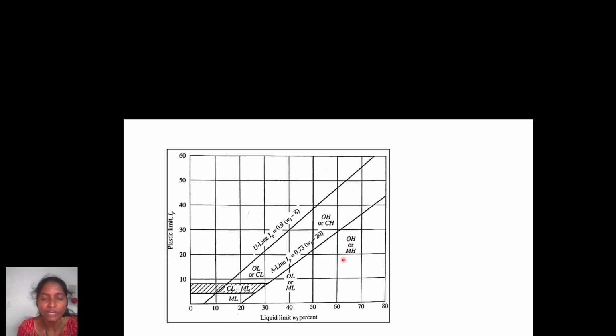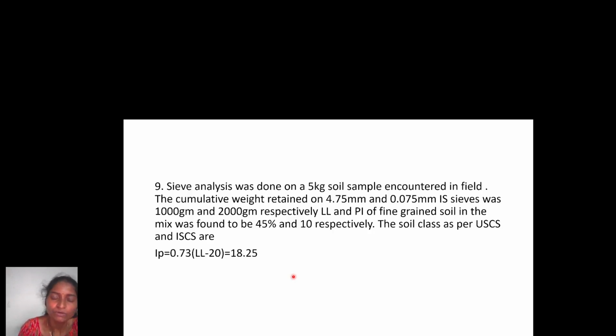Now we have to confirm whether it is highly compressible or low compressible. If you consider the US classification system, high or low compressibility is based upon liquid limit. If it is less than 50%, we call it low compressible. If the liquid limit is more than 50%, we call it high compressible. Here the liquid limit is less than 50, so we can directly say that it is organic but low compressible.